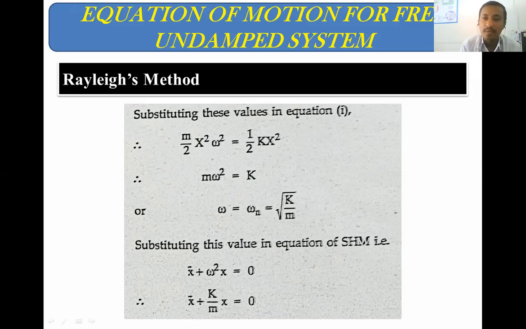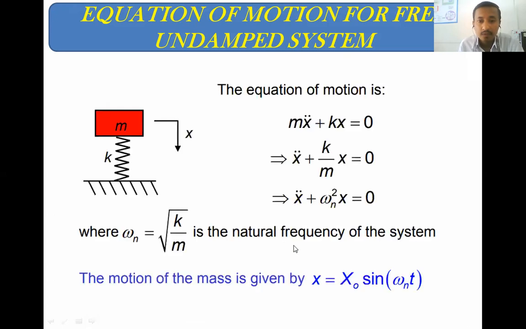So in this way, by using different methods, we can find the equation of motion. What is the necessity of finding the equation of motion and natural frequency? I already explained earlier. This is a simplified version of the equation of motion. Mx double dot you can represent in these three forms. Mx double dot plus kx is equal to 0.